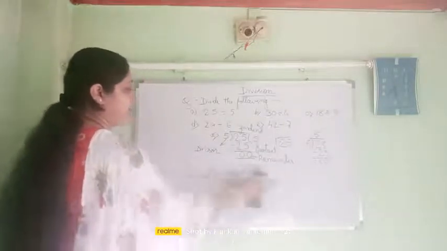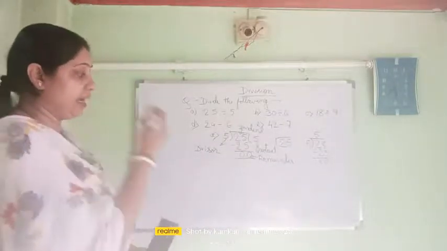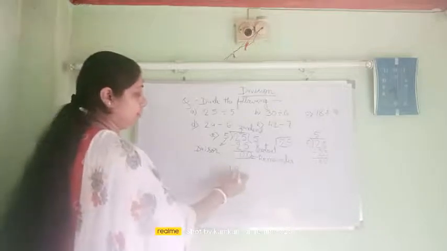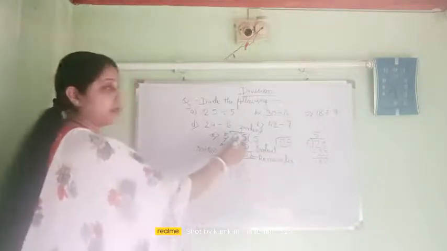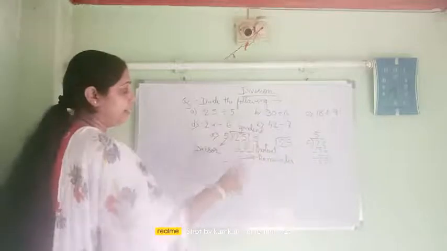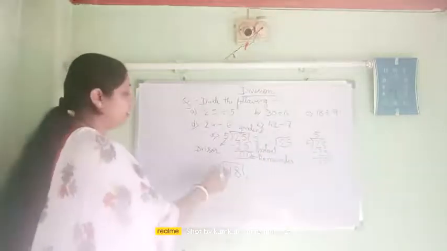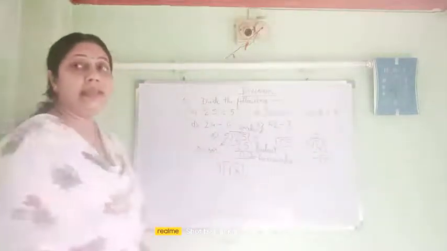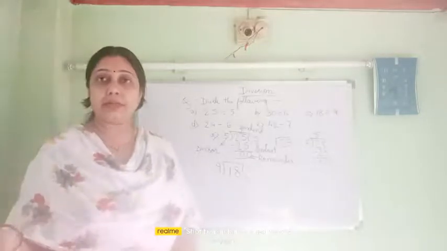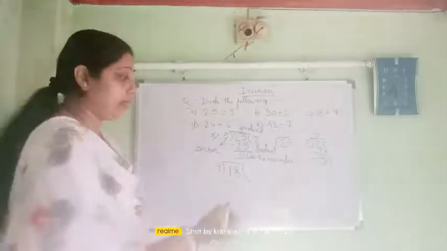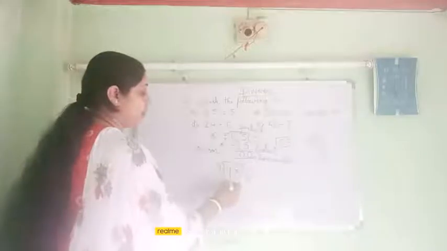Again I am showing here. Now number C, what is there? 18. Again I am showing the other process. 18, the greater number, I am writing inside. Outside I am writing 9. 9 how much is 18? We have to read the table of 9. 9 2s are 18.